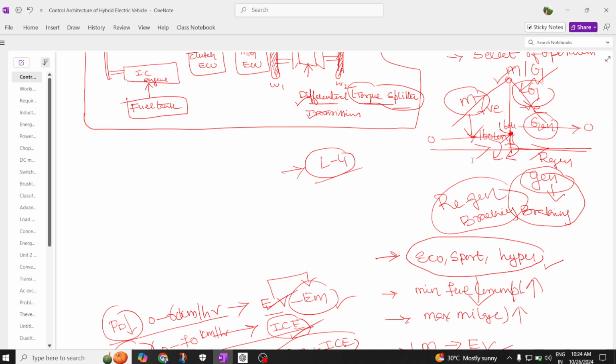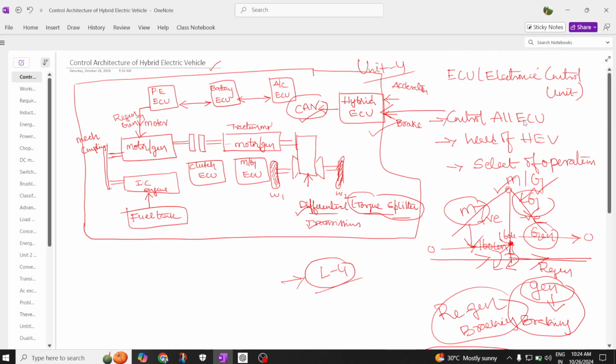Now let's discuss what this power electronic ECU does in a hybrid electric vehicle. This power electronic ECU will deliver the required voltage and current that is demanded by the motor. And this power electronic ECU will decide whether we need to operate our motor like a generator or in motoring mode of operation. So this will control from both sides.